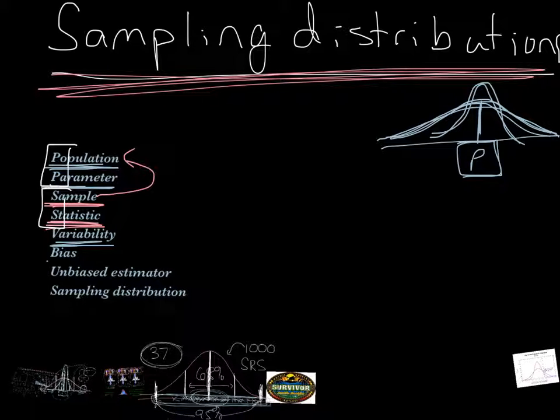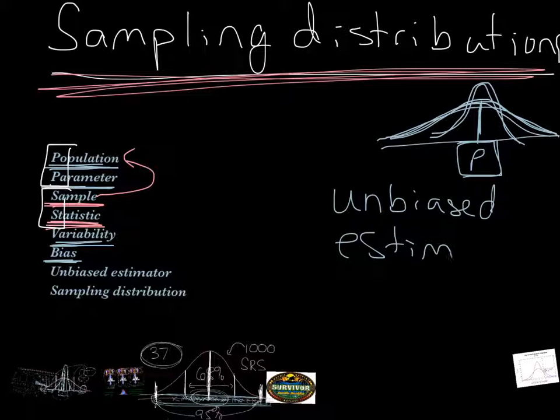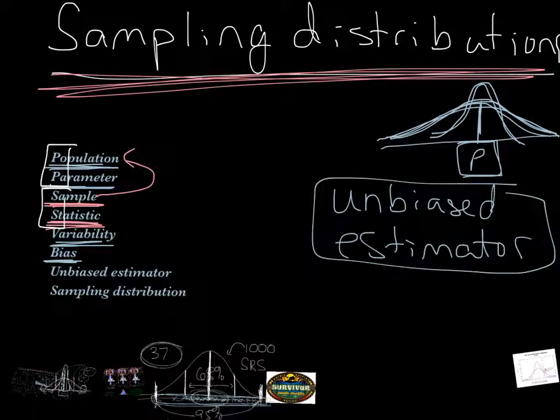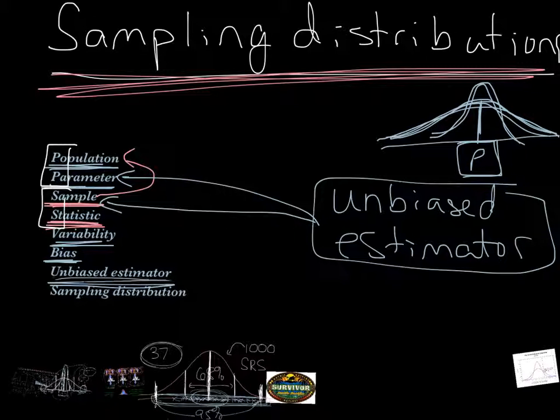And then there's bias. Now with bias, the key with this one is that this phrase right here, unbiased estimator, is understood in that your sample is an unbiased estimator of the parameter. You didn't introduce any bias into what you did. You didn't cherry pick your sample. Unbiased estimator. And then, of course, there's the sampling distribution itself.